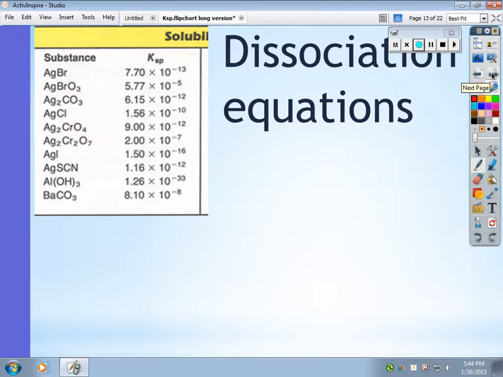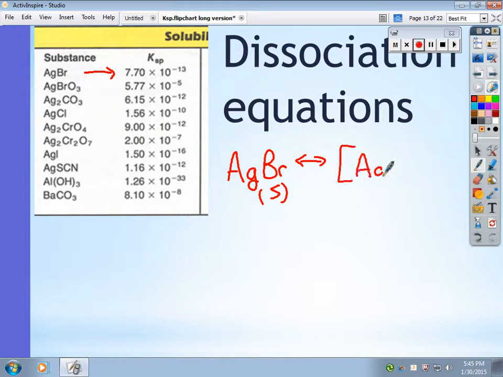So let's just go ahead and take silver bromide on here, right? That's a poor dissolver, 7.70 times 10 to the negative 13th. And to write a dissociation equation, I take AgBr, double arrow, it's a solid. It's landing on this chart. I know it's at a Ksp value, therefore I have a double arrow. I'm going to go ahead and dissociate it into the two ions that it forms.